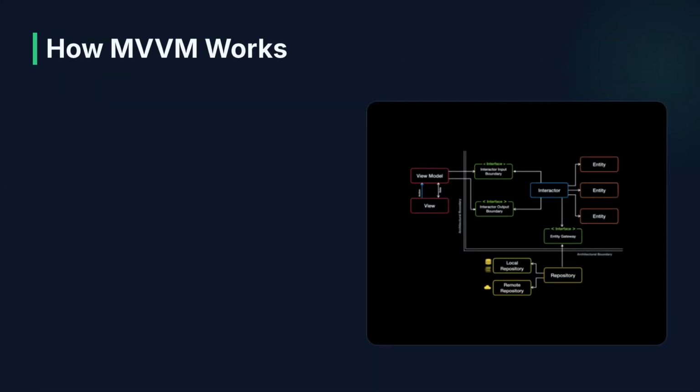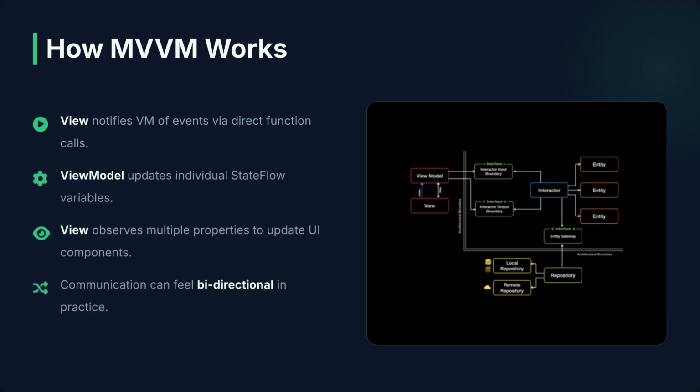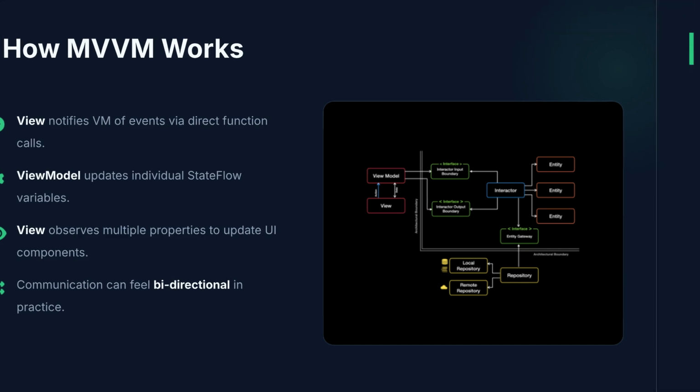In MVVM, the view notifies the view model of events via direct function calls. The view model then updates individual state flow variables. The view observes multiple properties, making the communication feel bidirectional.